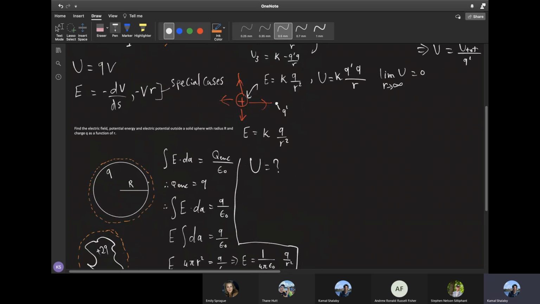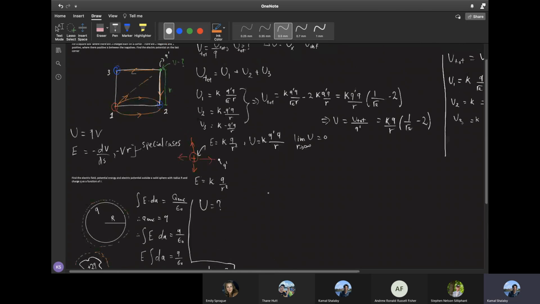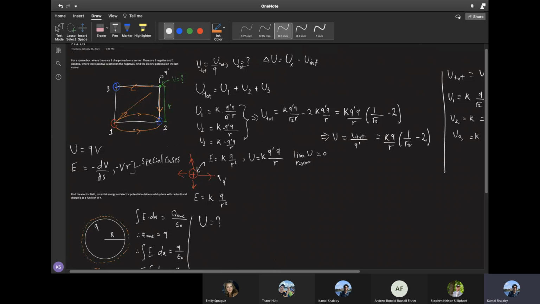Well, the nice thing about solid spheres is that once you're outside of them, you can just treat them as a point charge. This equation is the equation of a solid sphere and also of a point charge. So let's consider this sphere as a point charge. How do we find the potential energy of a point charge? It's the same thing we did here.